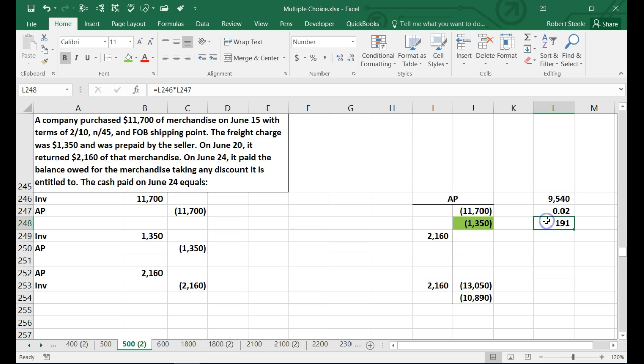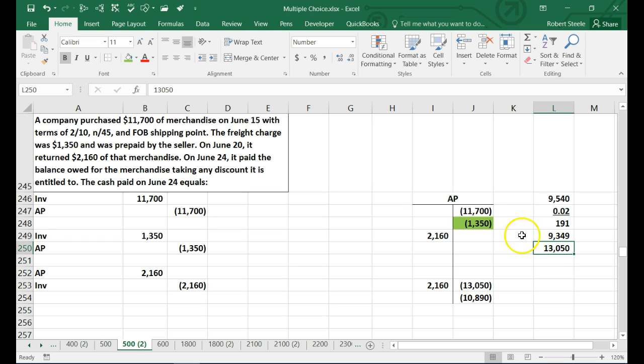Therefore, if that's the discount, the amount that we will pay is this minus this. So we're going to say the amount that will be paid is the amount that is owed, not including the freight, minus the discount here. And that'll give us the amount that we have to pay. And then we have to add to that the fact that we have this freight here. So we've got the 1350 that we have to tack on for the freight.